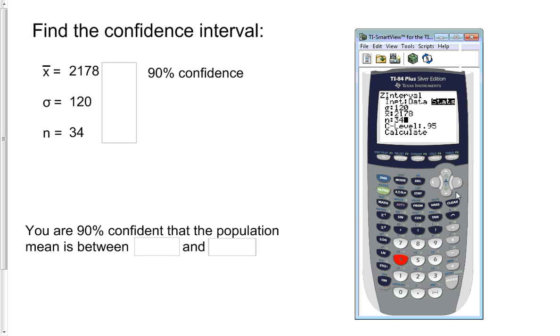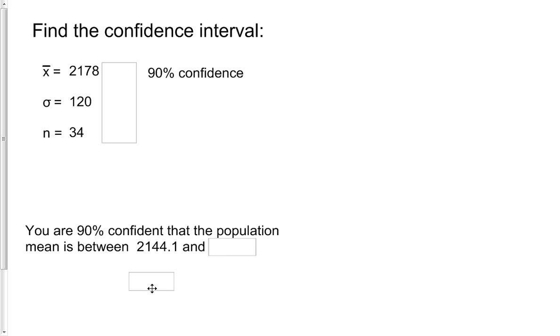So you pop all those values in, and our confidence, if we're at a 90% confidence, we'd want to type in 0.90, or it'll just go back down to 0.9. And after we have all this information in here, we just hit Calculate, and boom, there's the answer. So it's really not too bad to do. So if we want to take a look at what this actually means, it means that you are 90% confident that the population mean is between 2144 and 2211.